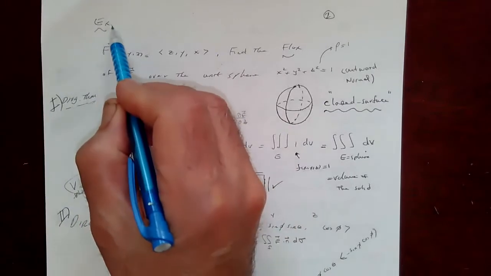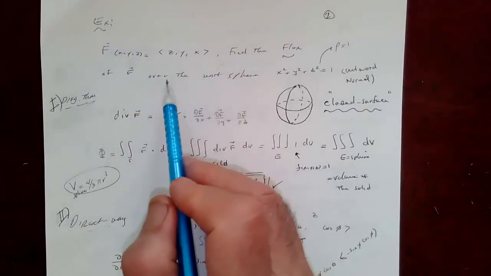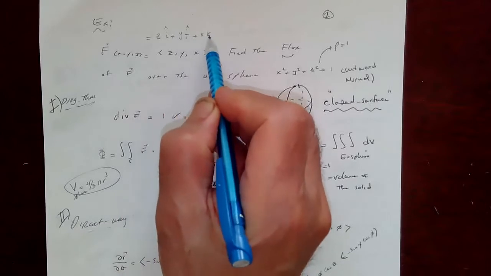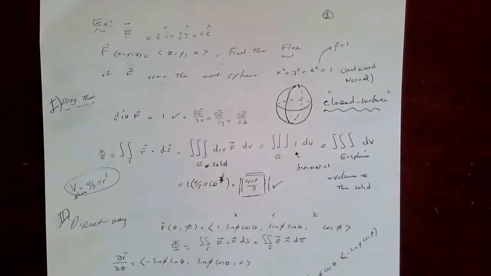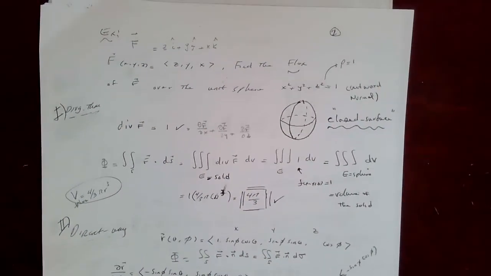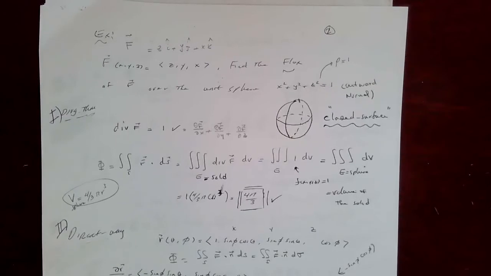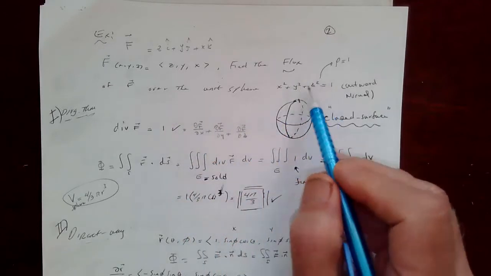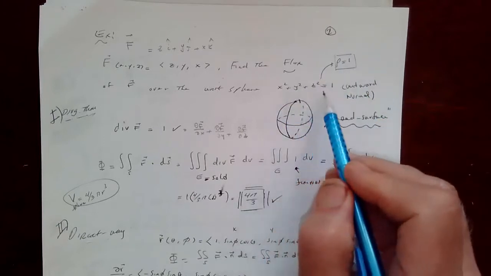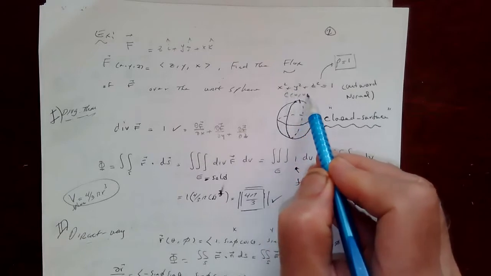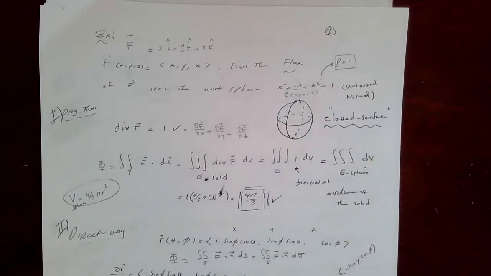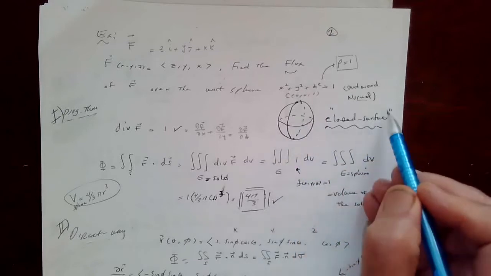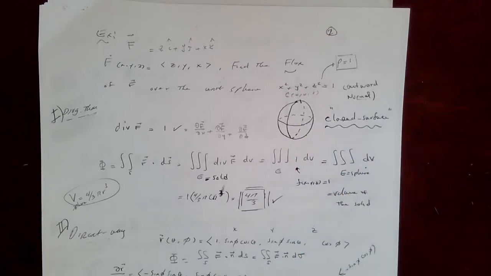Suppose the vector field is z, y, x. Remember, that's z i plus y j plus x k. That is your vector field. Whatever it represents, it could be the velocity of a fluid, it could be the force, who knows. Find the flux of F over the unit sphere. Unit sphere means the radius is 1, and we like the center to be at 0, 0, 0 because of the equation. And it says right here, outward normals. Remember, a sphere is a closed surface.